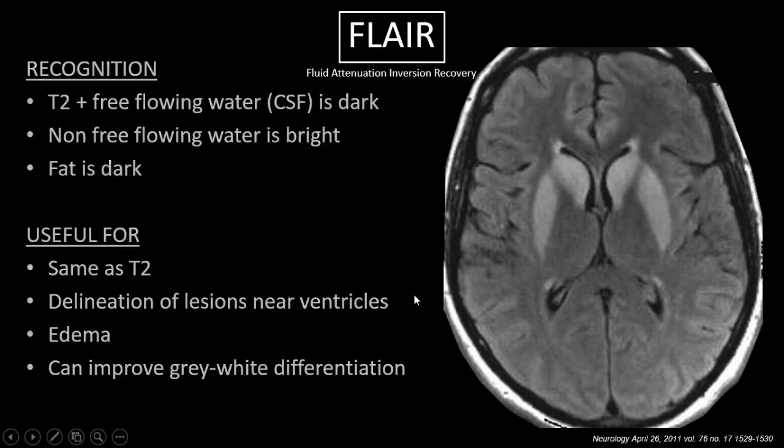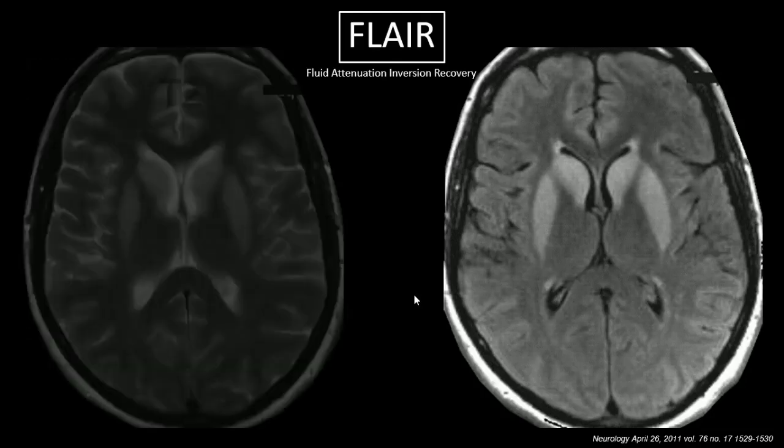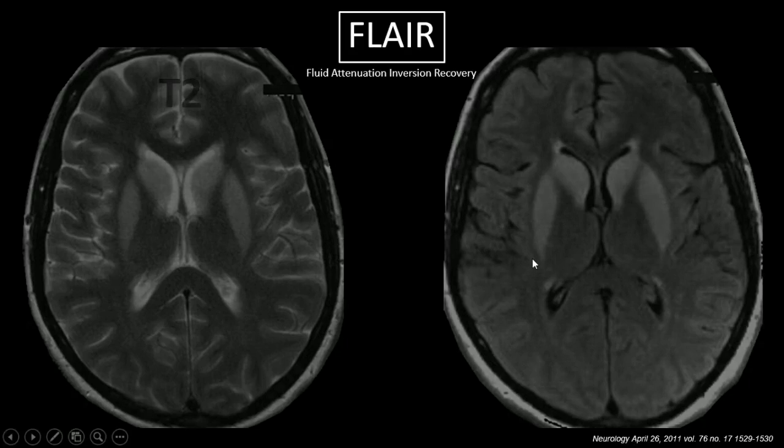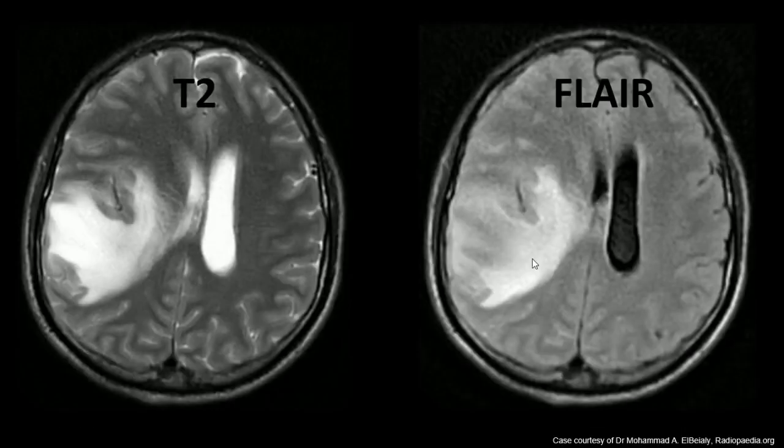And let's compare this to a T2 image. So again, it looks just like the T2 image, except that the ventricles or the CSF spaces are inverted. Okay, so here's an example of where FLAIR can do a better job of delineating lesions near the ventricles.